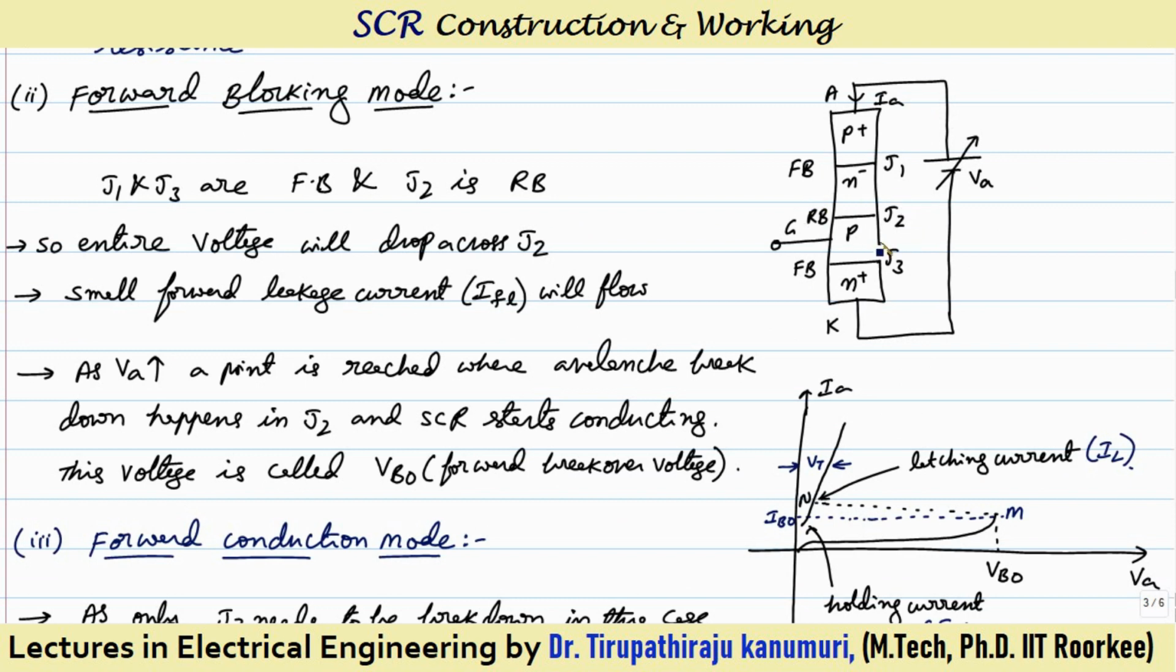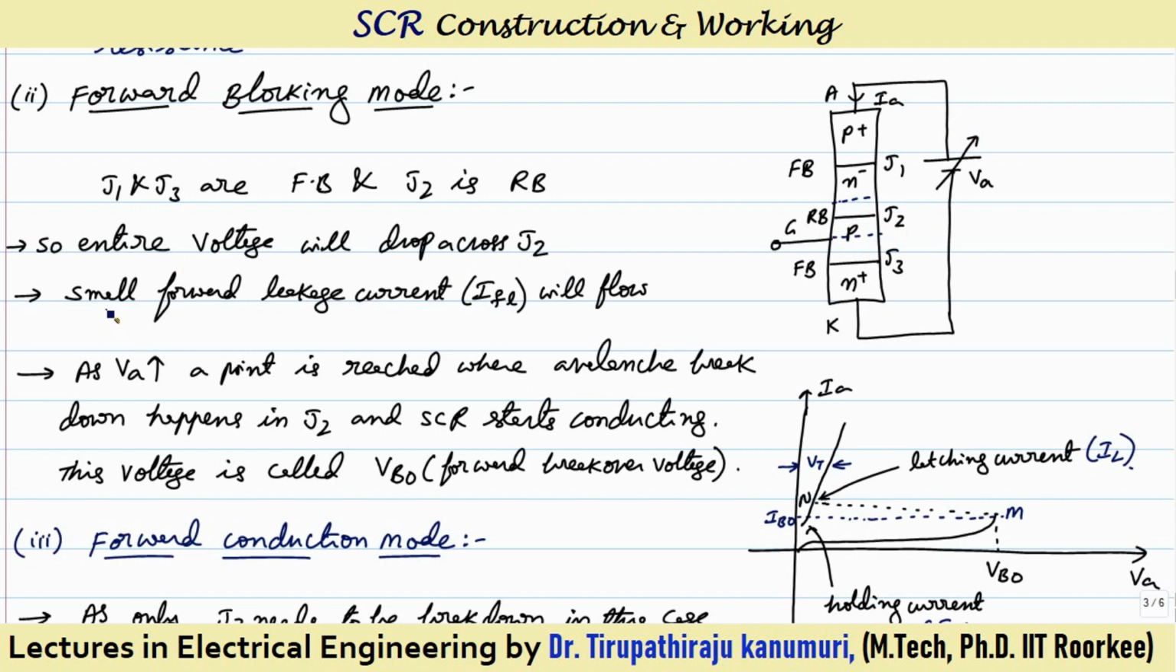As this is reverse biased, the barrier will be formed here. How much barrier width will be formed depends on how much voltage you are applying, because most of the voltage given from here, VA, will appear across the junction J2 only. That's why I have written here that the entire voltage will drop across the junction J2.